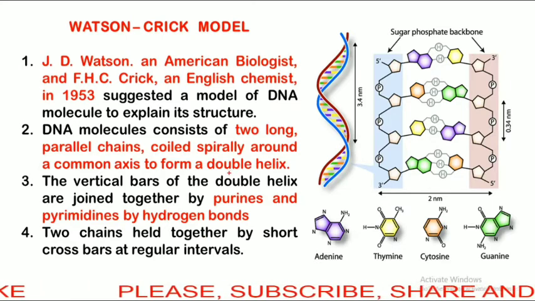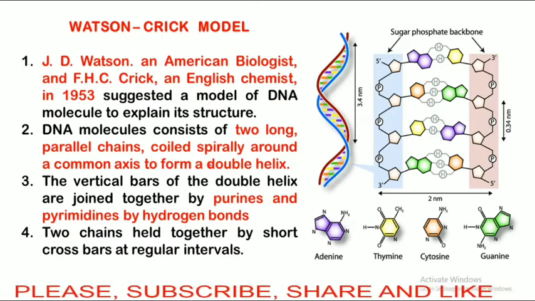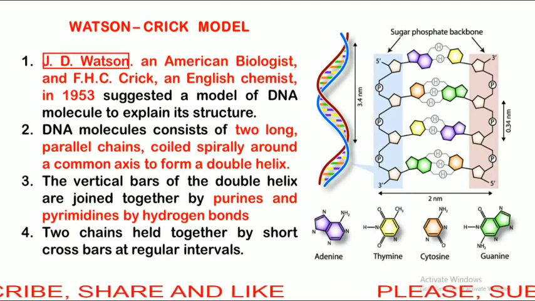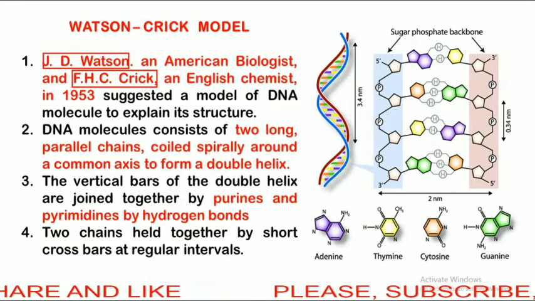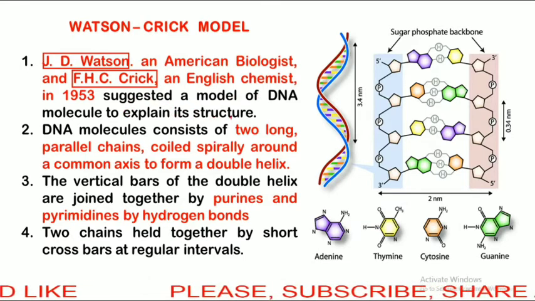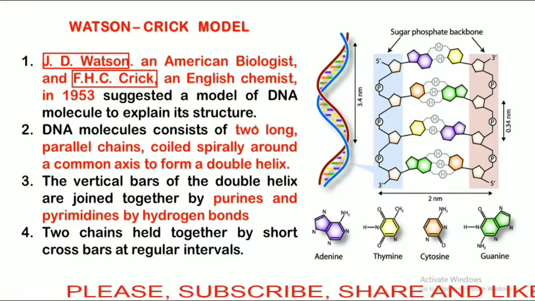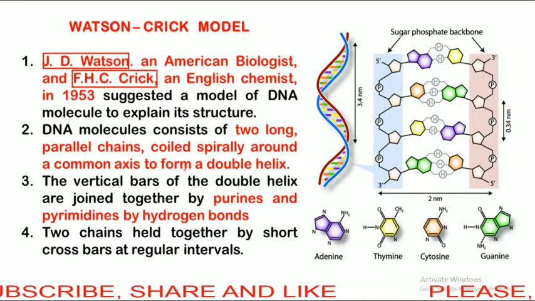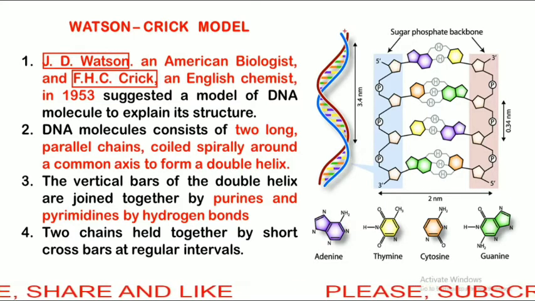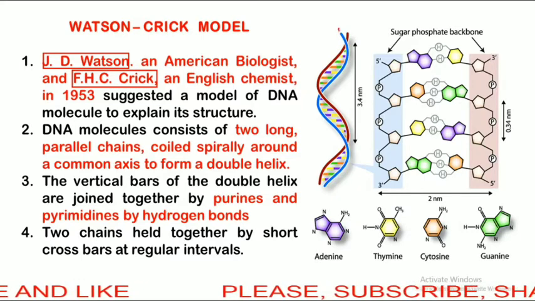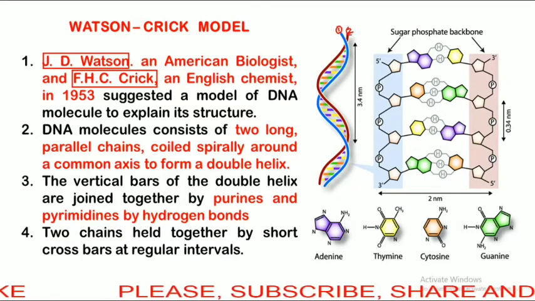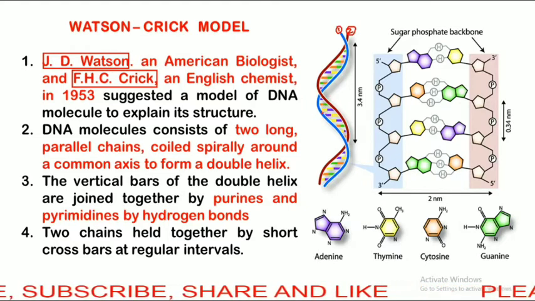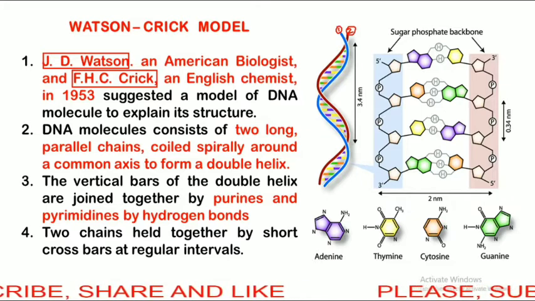Next is the Watson-Crick model of DNA. J.D. Watson and F.H.C. Crick suggested a model of the DNA molecule to explain its structure. The DNA molecule consists of 2 long parallel chains coiled spirally around a common axis to form a double helix. Here you can see that there are 2 chains, first and second. These 2 chains run parallel to each other, and they are coiled around each other to form a double helical structure.